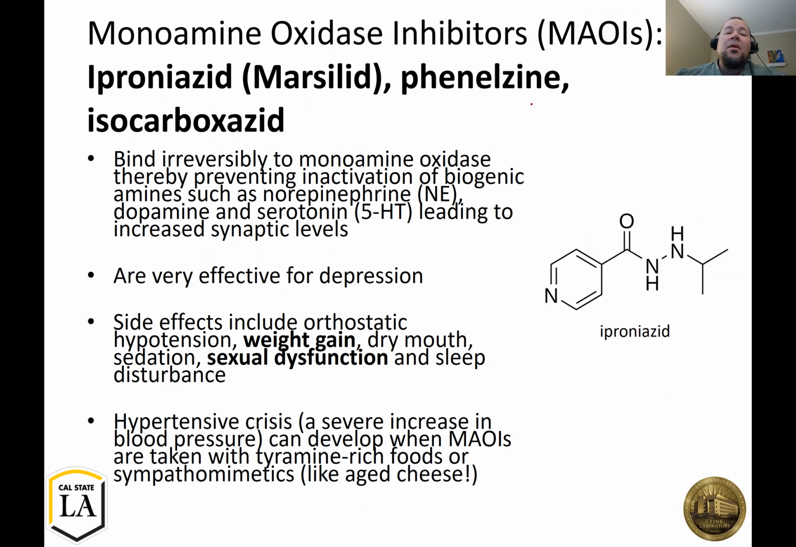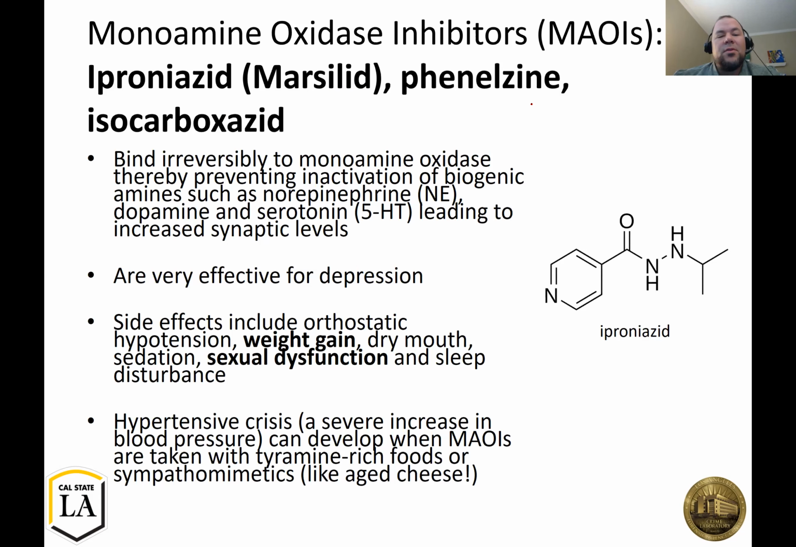All right, let's talk about the monoamine oxidase inhibitors. So Marsalid, iproniazid is one major one, and there are others. These bind irreversibly to monoamine oxidase, thereby preventing the inactivation of amines like norepinephrine, dopamine, and serotonin, leading to increased levels of those. Remember, monoamine oxidase breaks down the transmitter after it's been released in the synapse and comes back in. This compound blocks the breakdown, so you end up having more of it around.